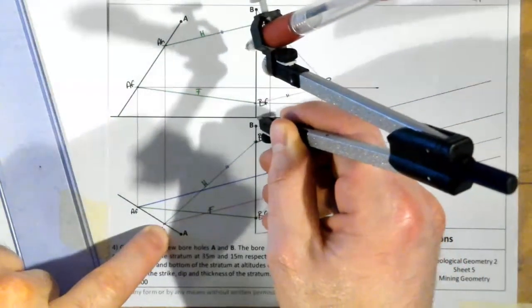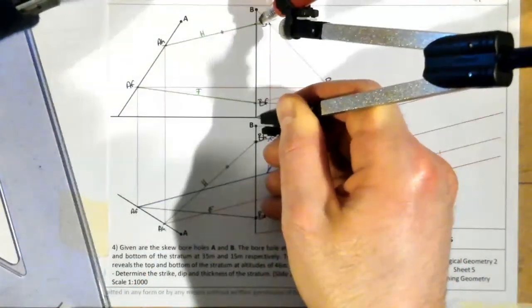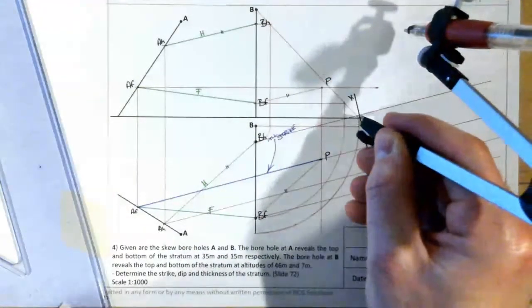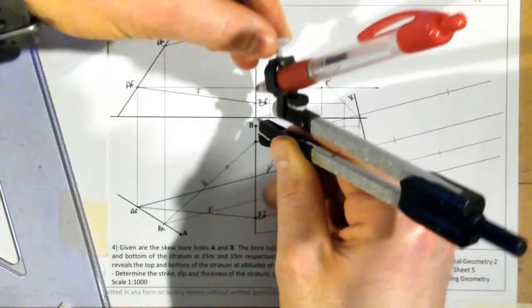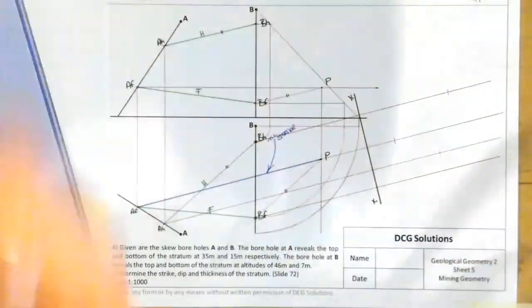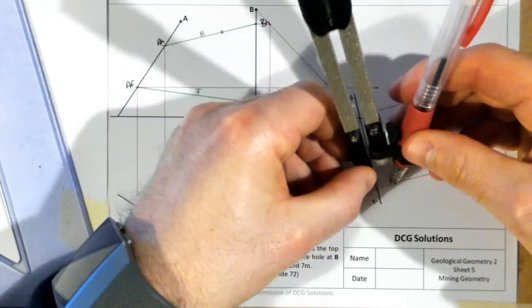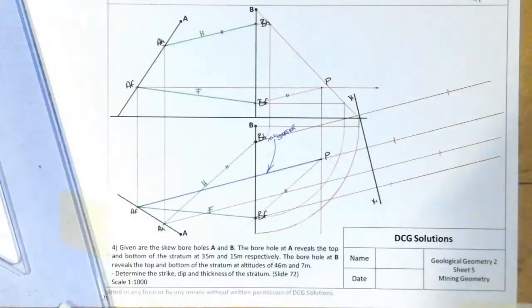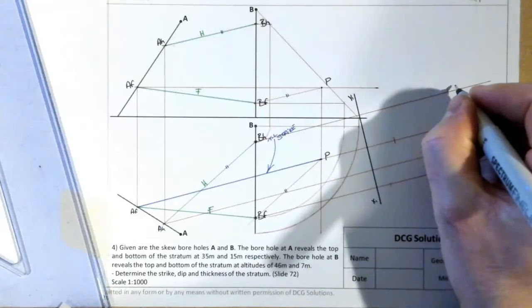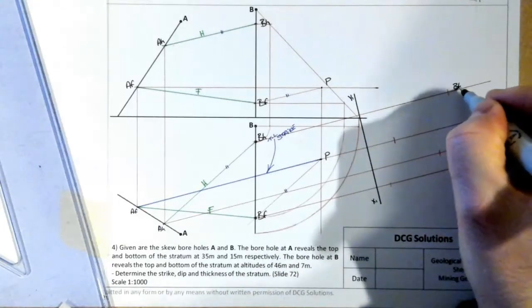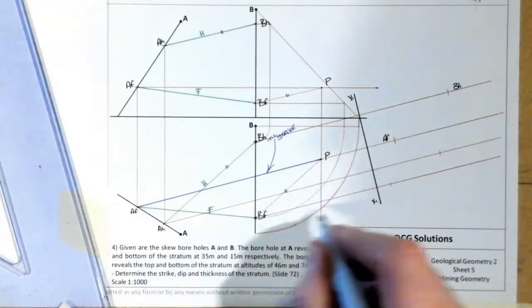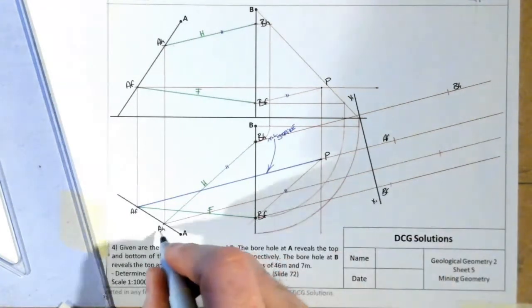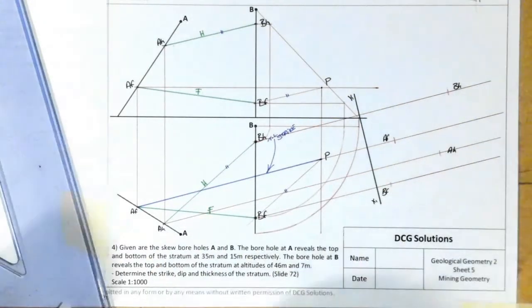Same with BH and BF. So that one was 46. So BH. And the last one, BF. Bit more of an awkward one. Okay, very simple. Labels now. So that one is BH. This one is AF. This guy is BF. This guy is AH.